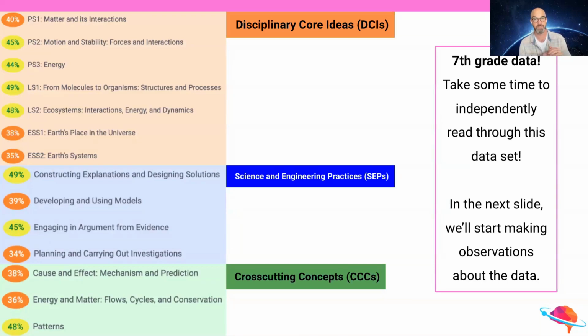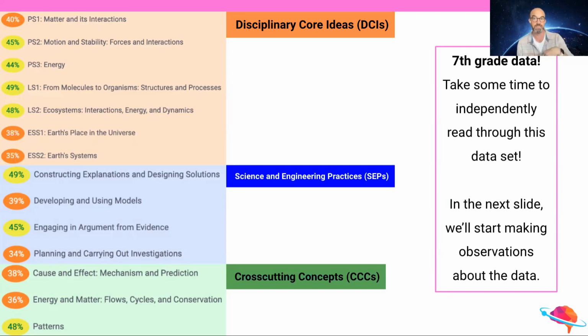Again, we're looking at the DCIs at the top, that's the content knowledge, the SEPs, kind of like the process skills of science. And then finally, the cross-cutting concepts at the bottom, which you can think of as lenses that students are using to view, analyze, and make sense of phenomena. I'm going to give you a minute to look at this data, and you can click on that link in the chat if you want to look at it a little bit more.